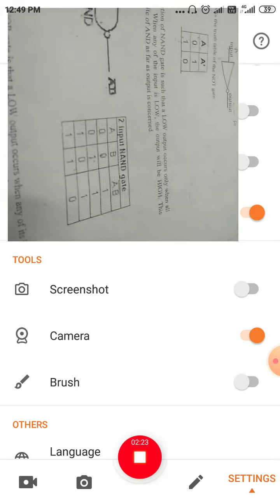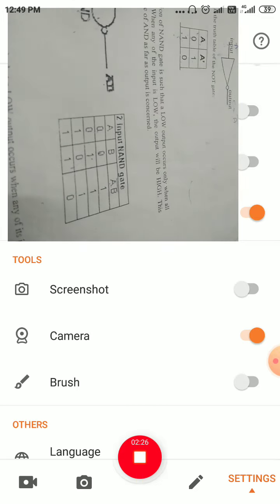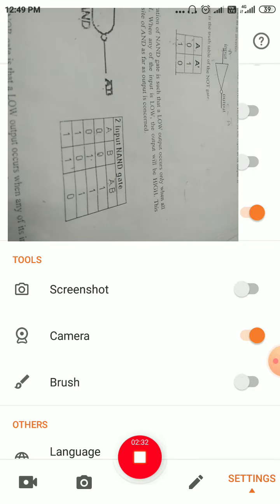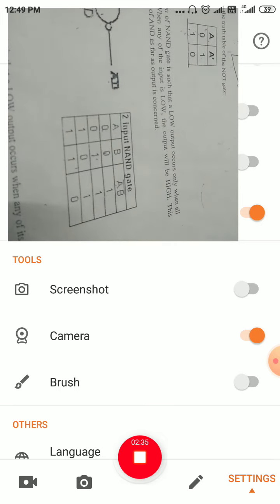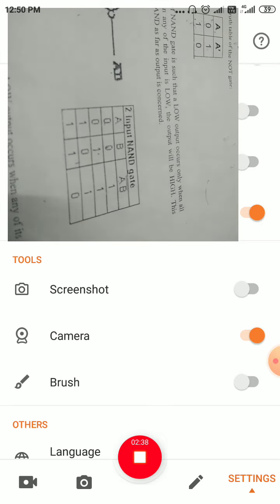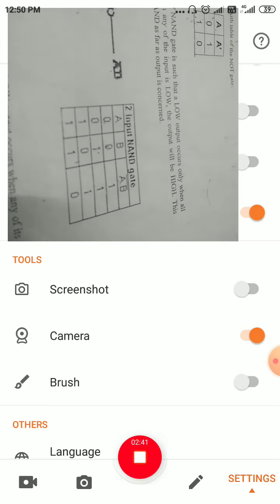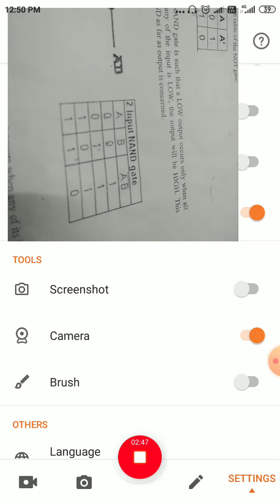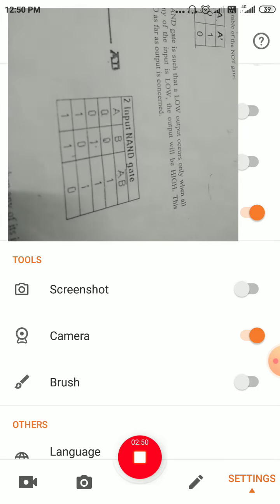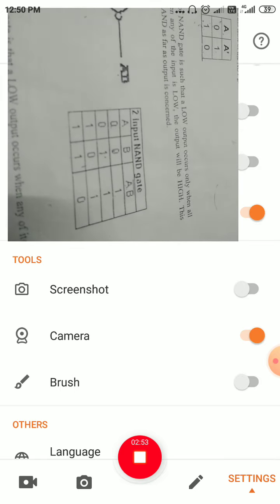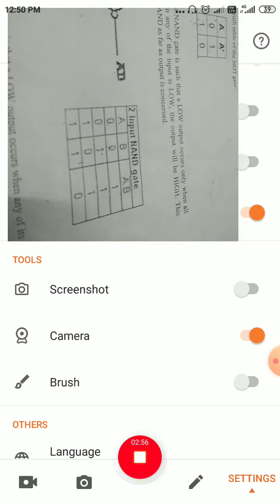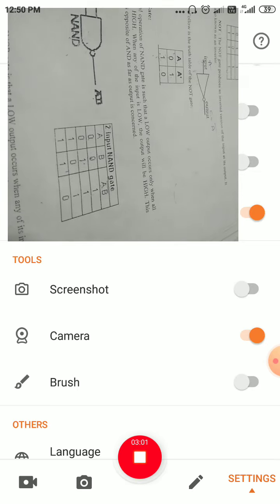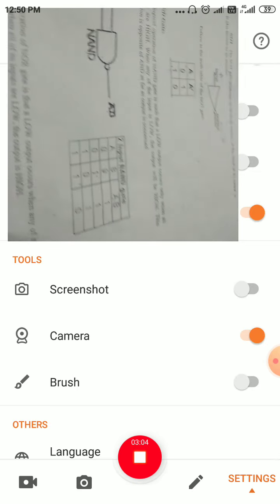How many combinations do we get? We take 2 power n combinations, where n is the number of inputs we are taking. Here we are taking two inputs A and B, so n equals 2. In the formula, 2 power 2, 2 squared, equals 4 possible combinations in the NAND truth table. Only when both inputs are high is the output low. All the remaining combinations are high.